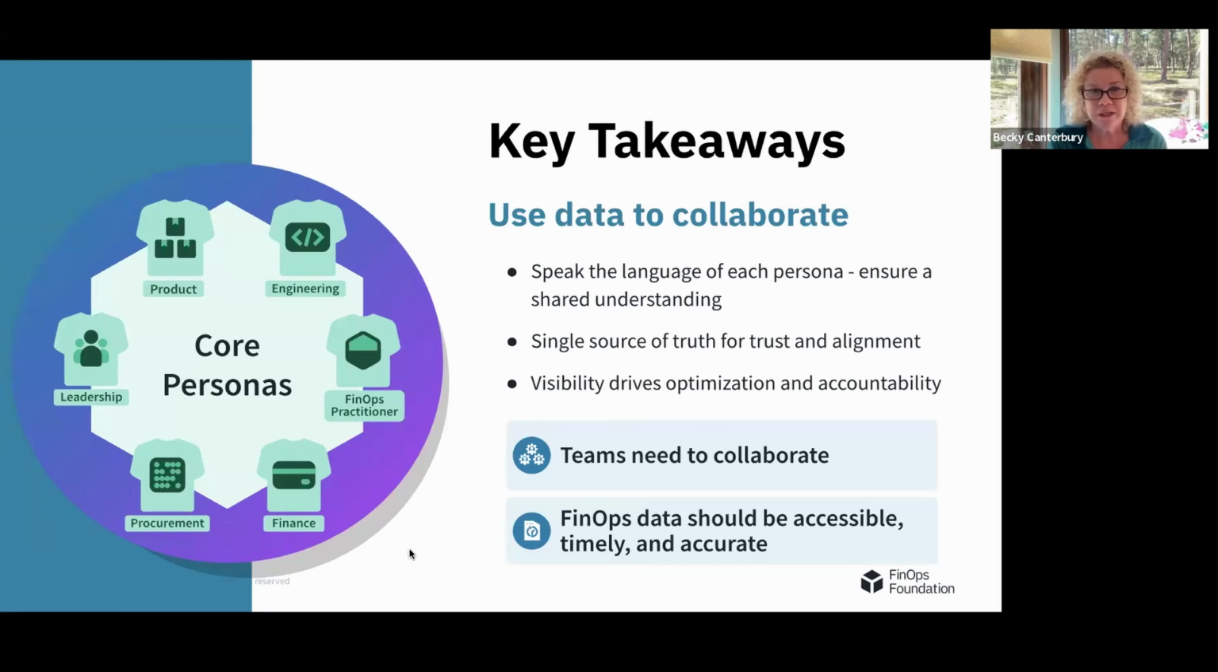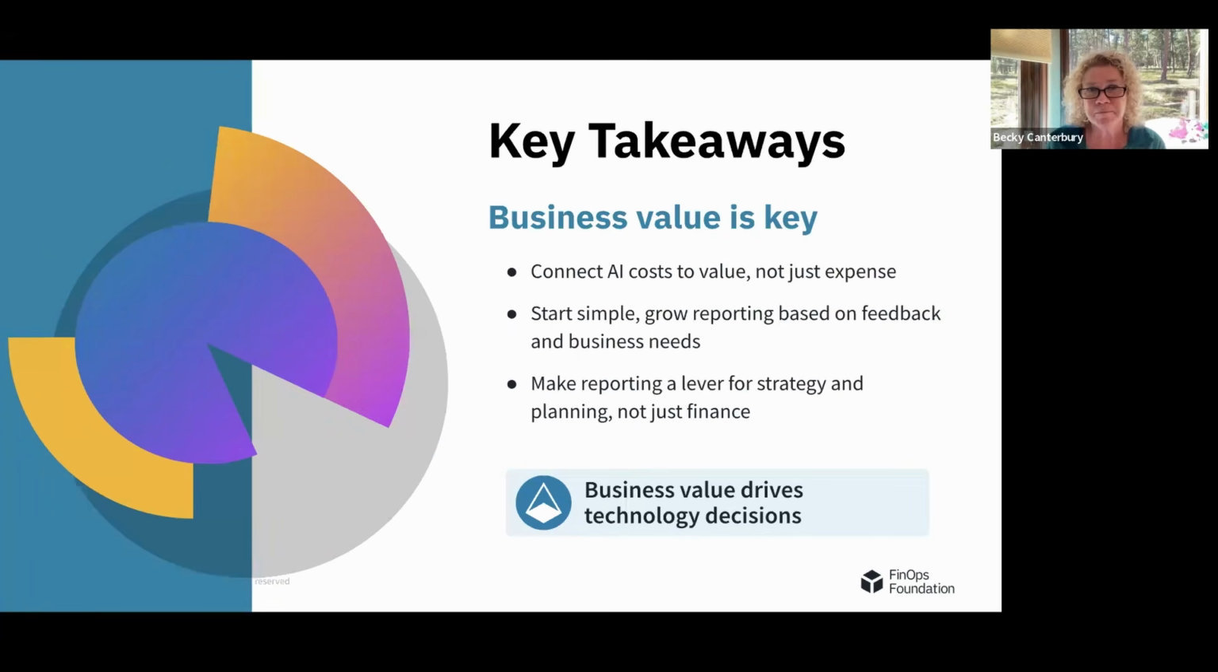Also, that visibility is going to provide strategic decisions for the business. It's going to drive your optimization and, of course, your accountability. In our case, finance is really interested because of how they do chargeback and allocate the monies in a certain way. Leadership is also going to look at it a certain way as far as strategic decisions along with the business. And the second key takeaway is business value is so key here.